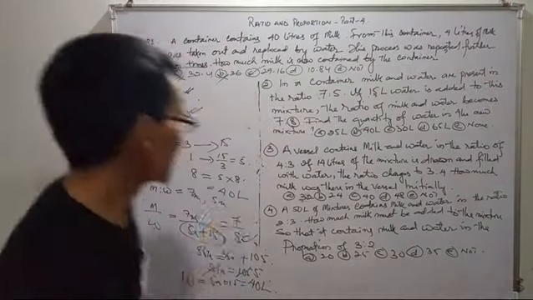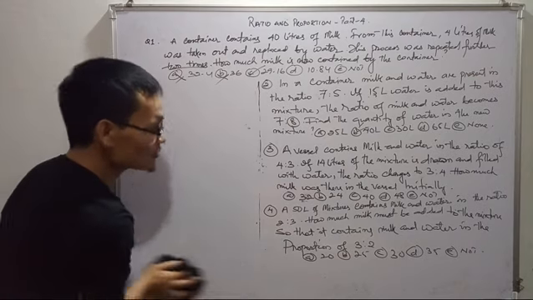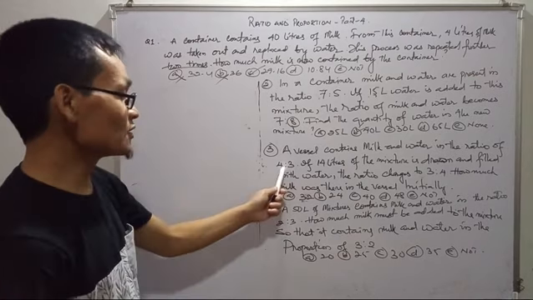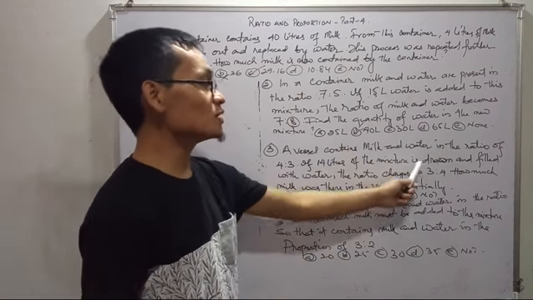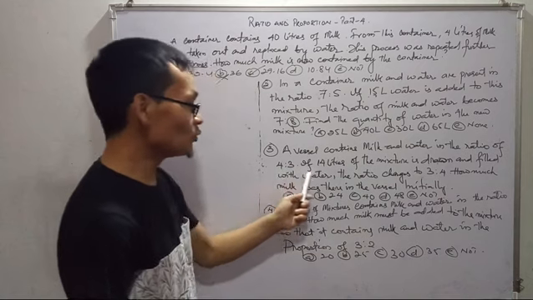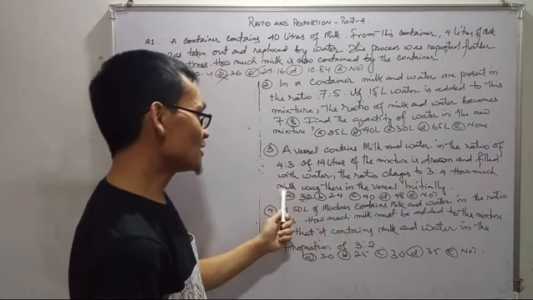Next question, question number 3. A vessel contains milk and water in the ratio of 4:3. If 40 liters of mixture is drawn and filled with water, the ratio changes to 3:4. How much milk was there in the vessel initially?